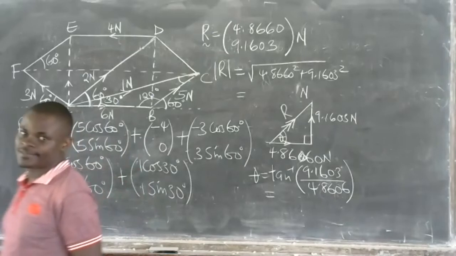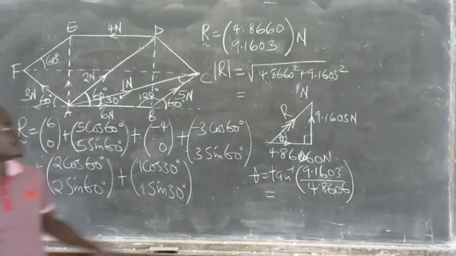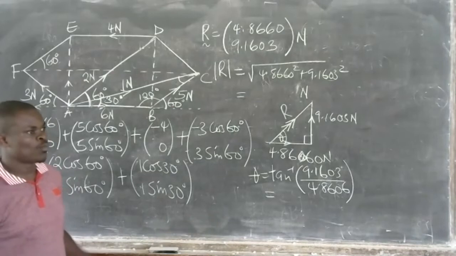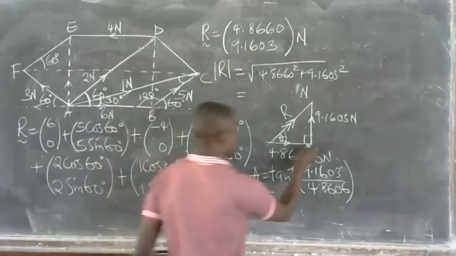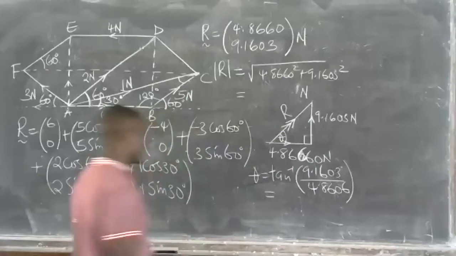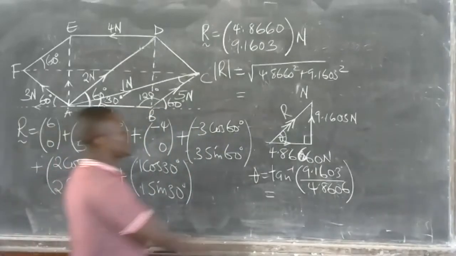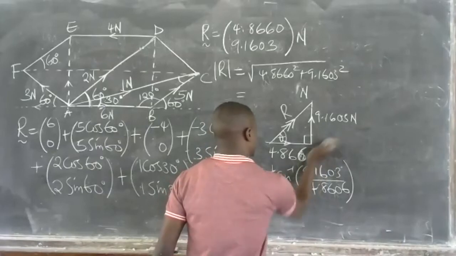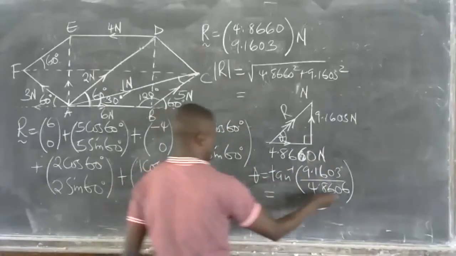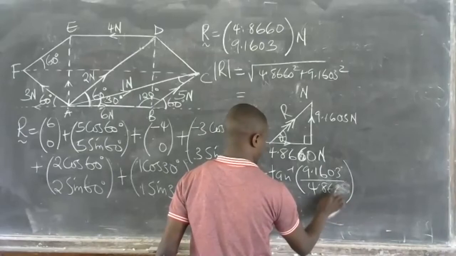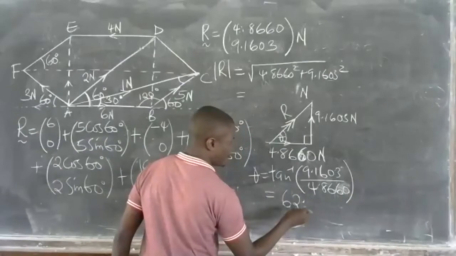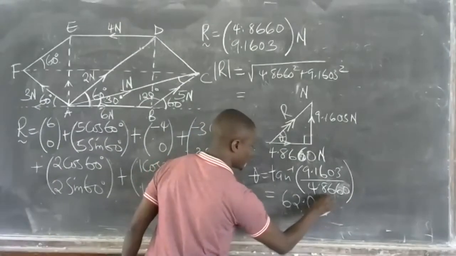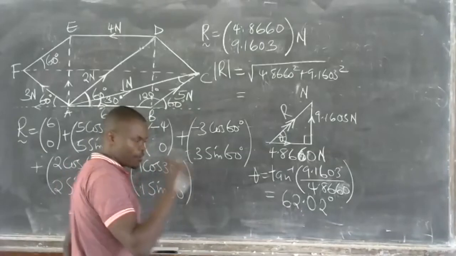Teacher, how come in the resultant it was 4.8660 and then here it's 4.86060? Okay, sorry, this is 660. Oh, no, there is 1 6. So we get 62.02 degrees.